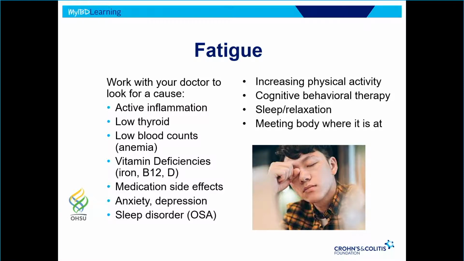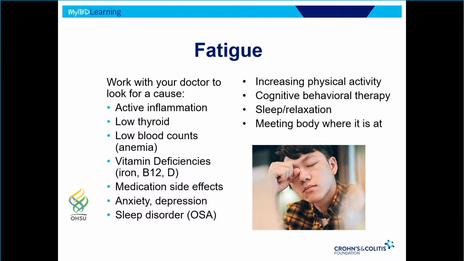But there are other things that can cause fatigue, so things like having low blood counts, again, that can go along with having active inflammatory bowel disease, certain vitamin deficiencies, sometimes medications can make you tired, anxiety and depression, and this is something we'll talk about a little bit more, so mental health disorders can cause fatigue. And then there are some sleep disorders that one might be tested for, like obstructive sleep apnea.